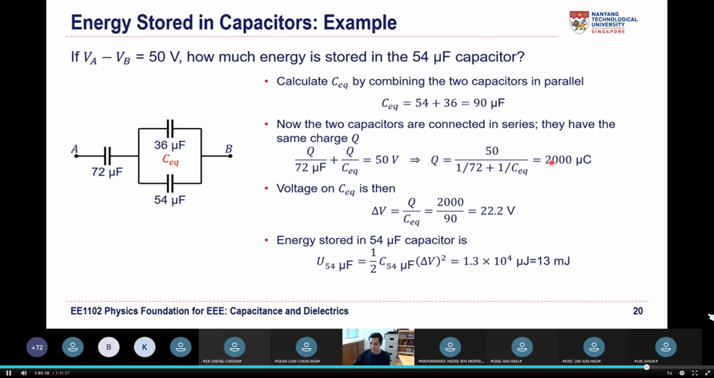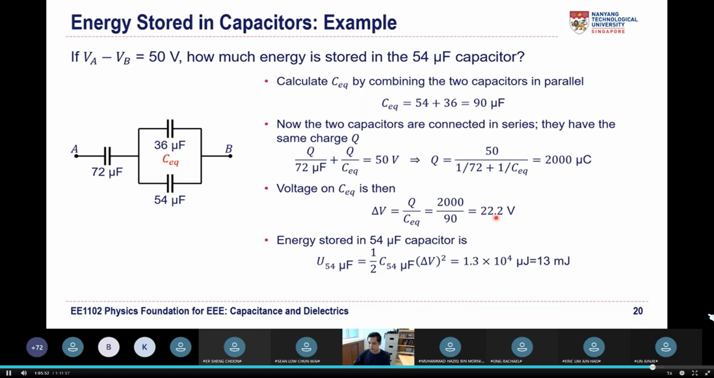Rearranging that, we can calculate that 2,000 microcoulomb is going to be stored in the entire system. The charge involved in this entire system is going to be 2,000 microcoulomb. And because the voltage on the C equivalent is going to be, we can calculate that using C is Q divided by the electric potential. So we can calculate the electric potential across that C equivalent by dividing Q by C EQ.